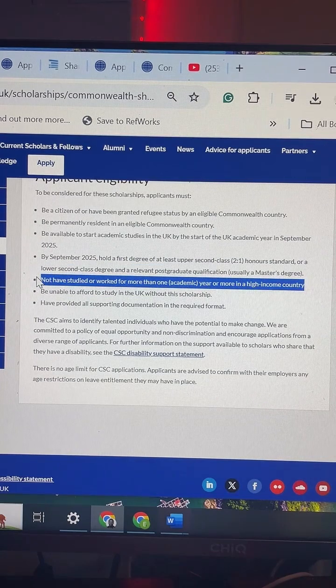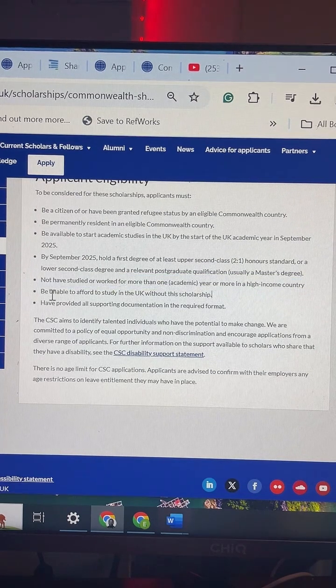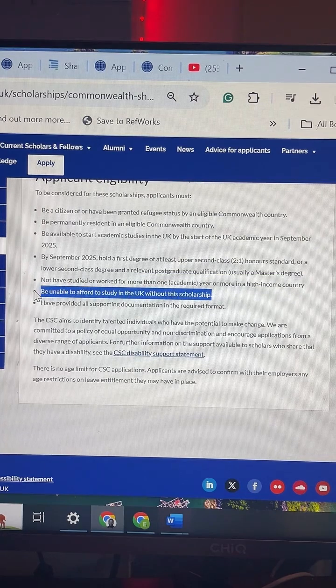Not have studied or worked for one academic year or more in a high income country. So if you're currently in the UK and you intend to make this application, you should not have studied more than one academic year, and also not have worked in a high income country like the UK, or any other country that is considered a high income country, for at least 1 year.